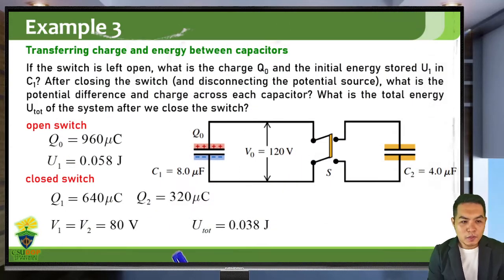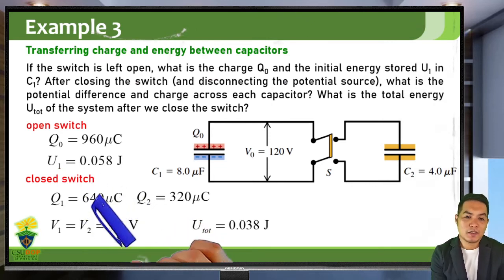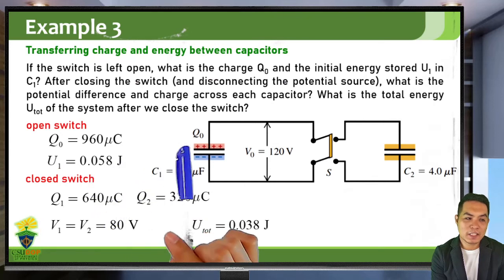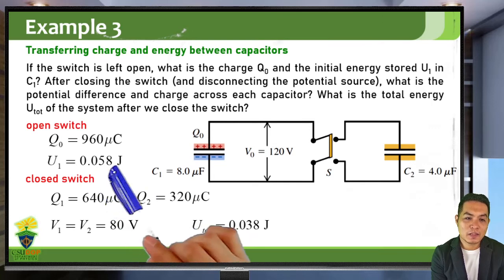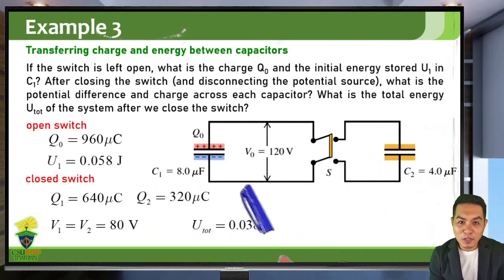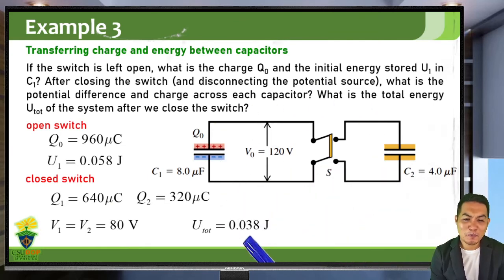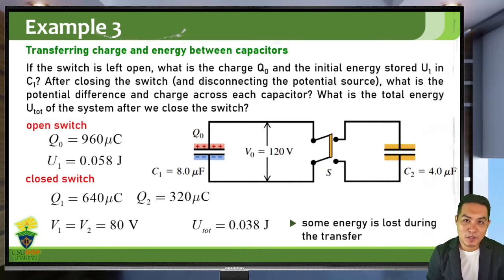So, if you will notice, before you connect the first capacitor to the second capacitor, the energy of the first capacitor is 0.058 joules. But when you connect it to the second capacitor, the total energy of the system is now only 0.038 joules. So what happened to the 0.02 joules? So some energy is lost during the transfer. And usually what happens? What happened to this energy?